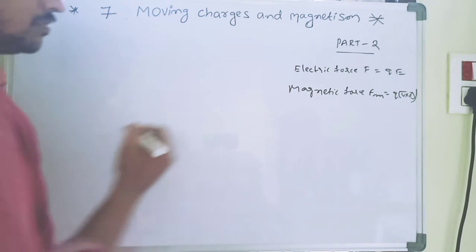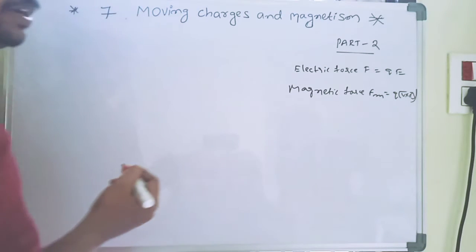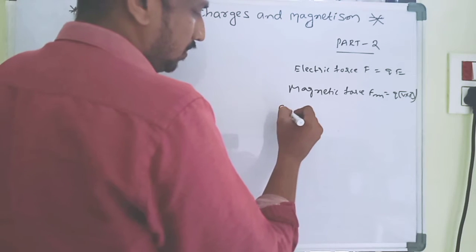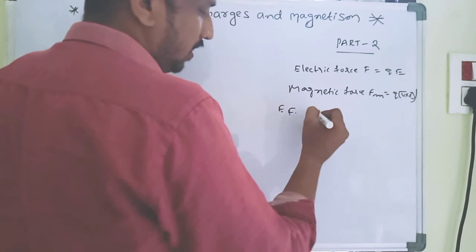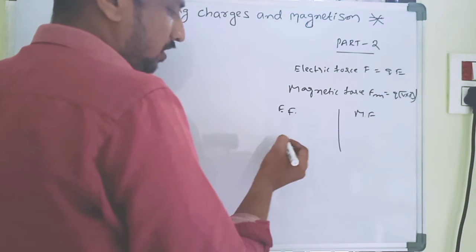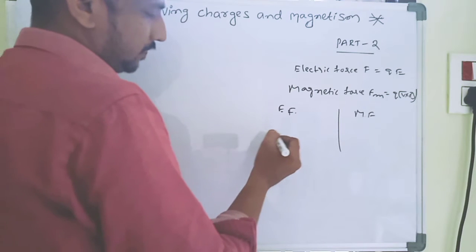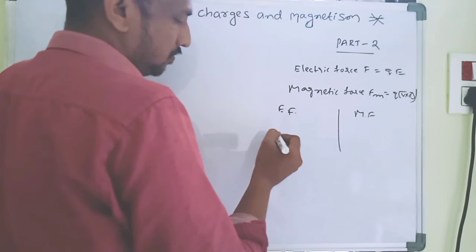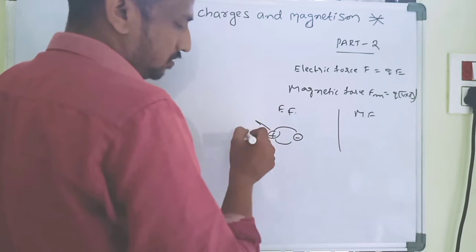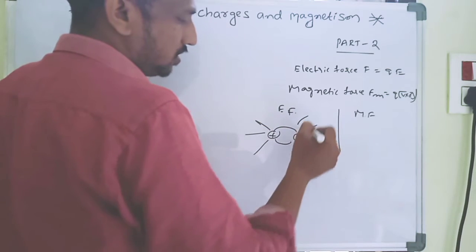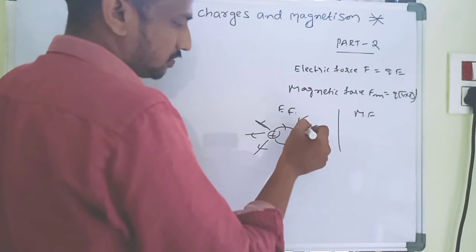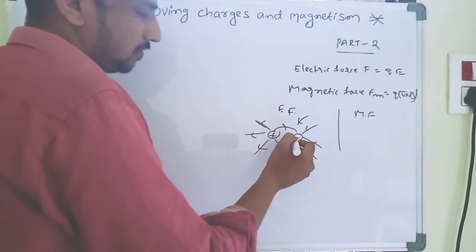Now we discuss electric field and magnetic field. What is the difference between electric field and magnetic field? Here I am writing electric field, and this is magnetic field. The electric field is created by a positive charge and a negative charge. These two charges create the electric field like this. This is the electric field.